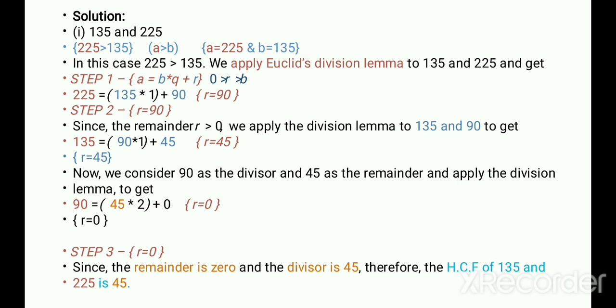So I will find out the number. I will divide 225 by 135. So what will I get? I will get quotient as 1 and remainder as 90. So q is nothing but my quotient and r is nothing but my remainder. So I have written over there, and my remainder is 90. So I have not achieved the remainder 0. So I will continue with step 2.